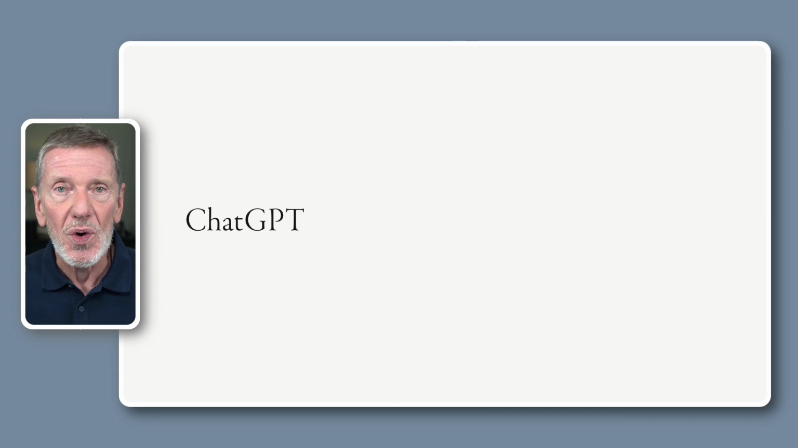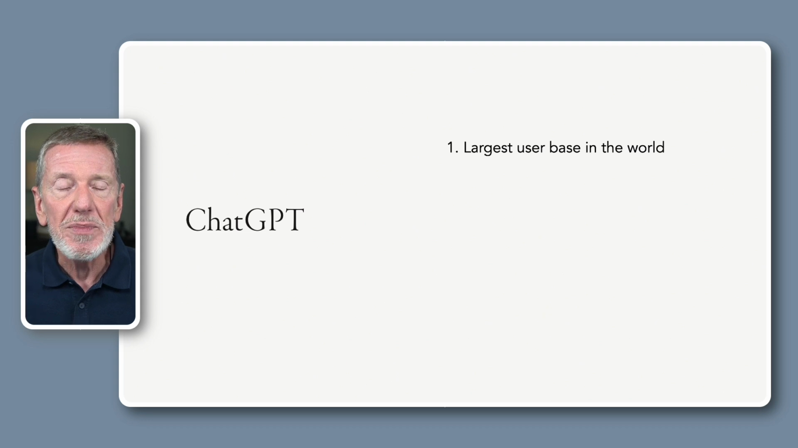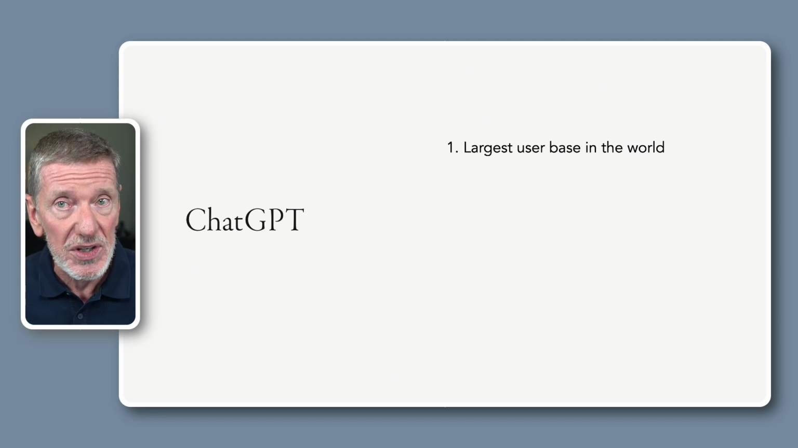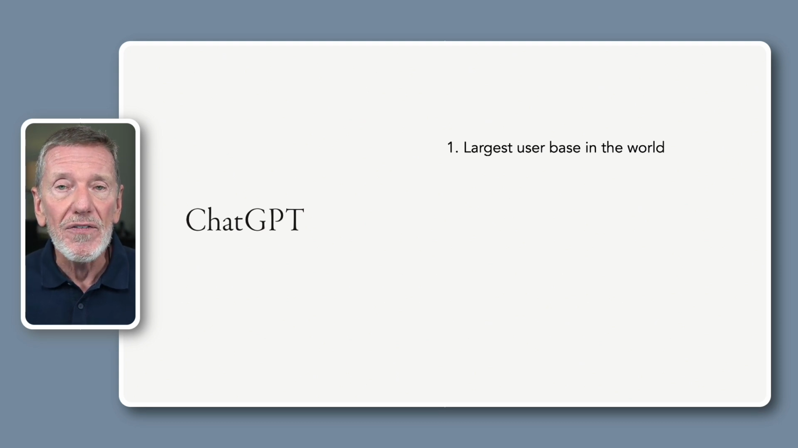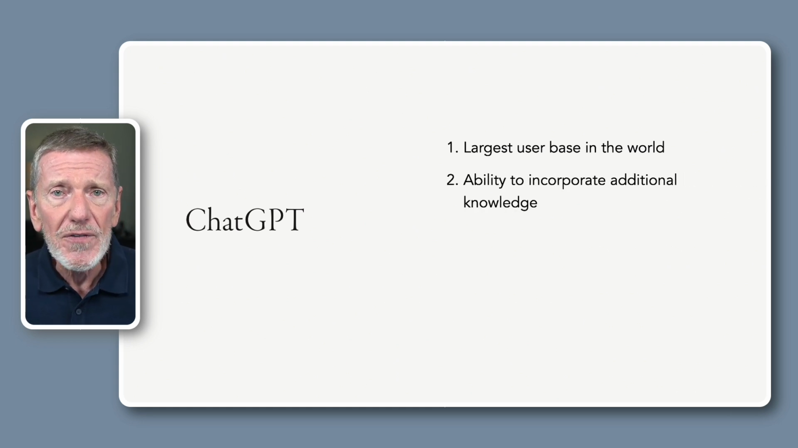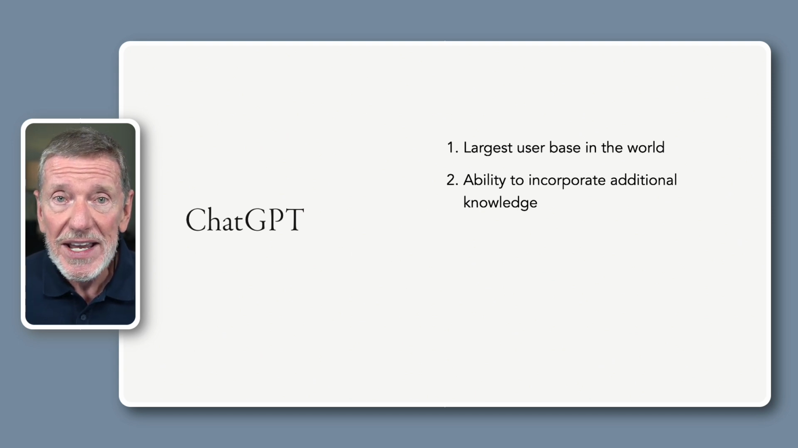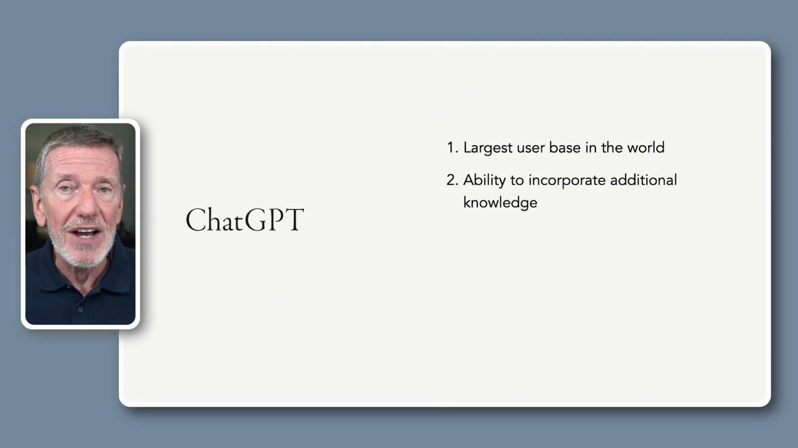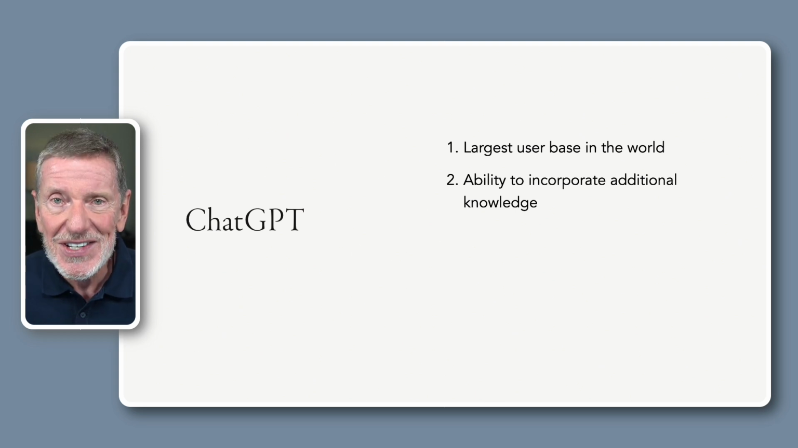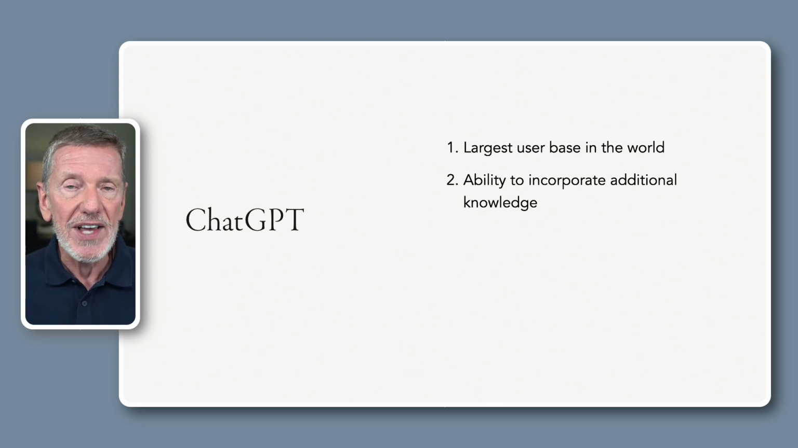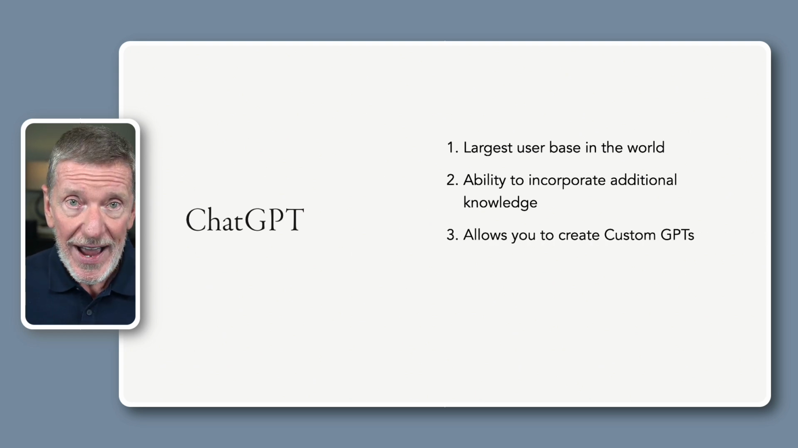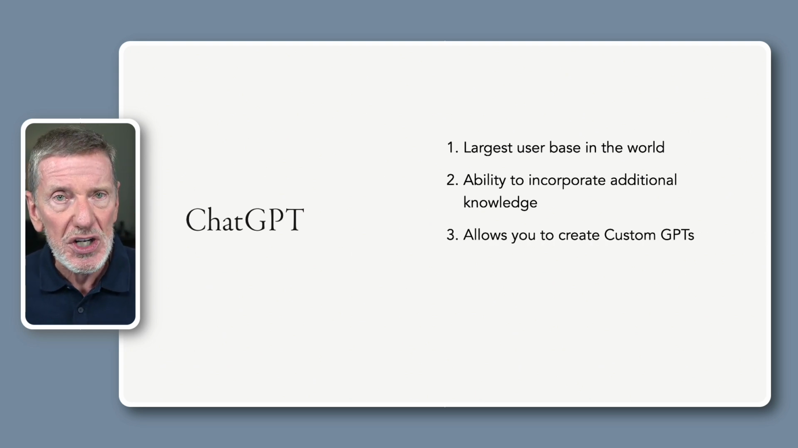Now, here are 5 reasons why. First, it has the largest user base in the world, which means it has the most resources, the fastest development, and the biggest community. When new features are released, they often come to ChatGPT first. Second, it has a powerful ability to incorporate additional knowledge. You can upload documents, PDFs, and other files directly into your conversation, giving the AI specific context that it wouldn't otherwise have.